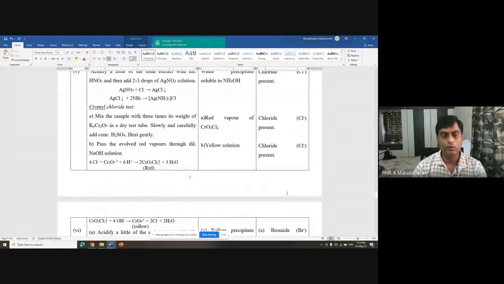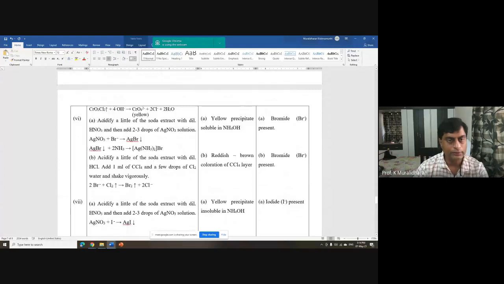So what you are going to write is that no reddish brown formation is observed. You have to write that a little of the soda extract was acidified, or I have acidified the soda extract. I am giving you the instruction, so I am telling you to acidify it, but you have to write that I have done the experiment. That's how we have to change the language here. Okay. Any question from this side so far?